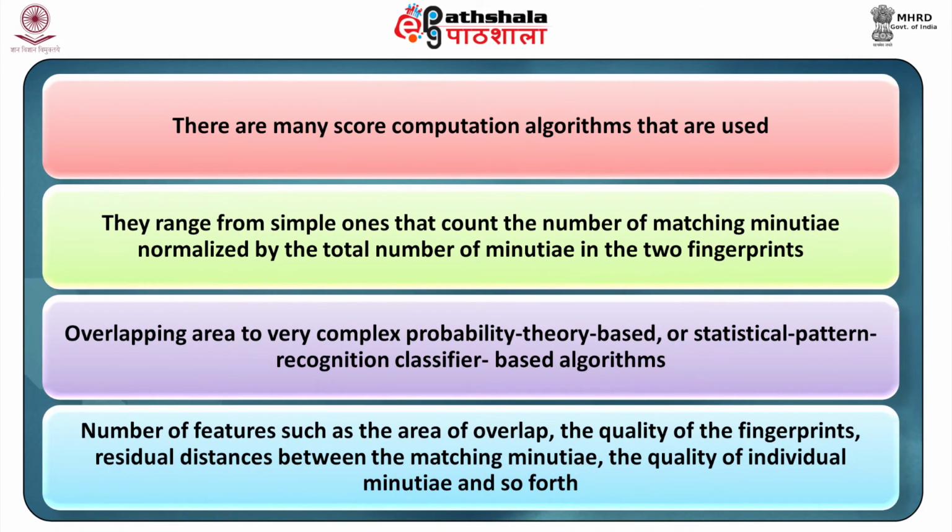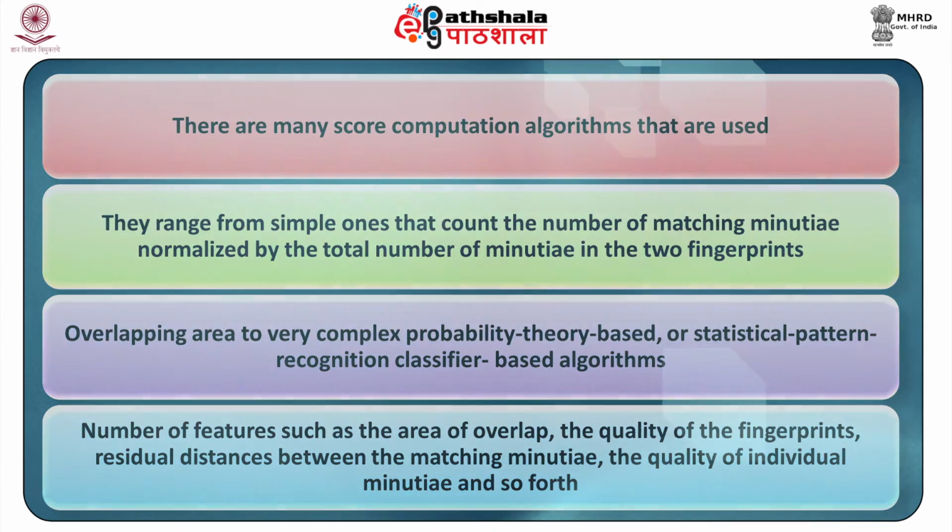There are many score computation algorithms that are used. They range from simple ones that count the number of matching minutiae normalized by the total number of minutiae in the two fingerprints in the overlapping area, to very complex probability theory based or statistical pattern recognition classifier based algorithms that take into account a number of features such as the area of overlap, the quality of the fingerprints, residual distances between the matching minutiae, the quality of individual minutiae, and so forth.